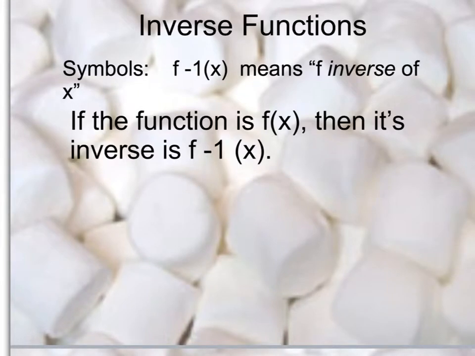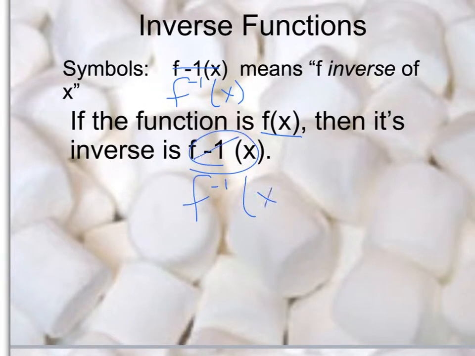So I'm going to fix a couple formatting errors here. So f to the negative 1 of x means f inverse of x. So if the function is f of x, then its inverse function is f inverse of x. So my exponent is negative 1 to represent an inverse.